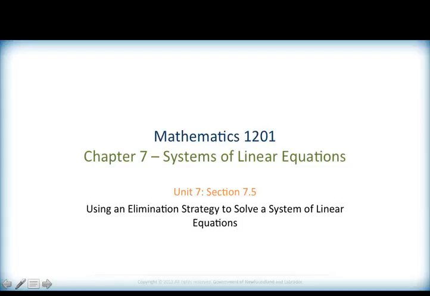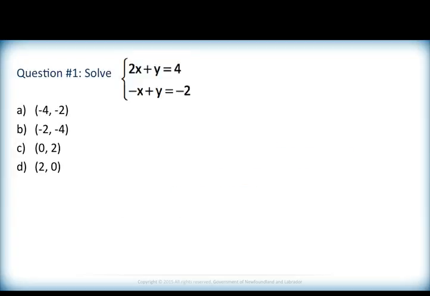In this lesson, we will cover Unit 7, Section 7.5, using an elimination strategy to solve a system of linear equations. Question 1. Solve the linear system 2x plus y equals 4 and negative x plus y equals negative 2.